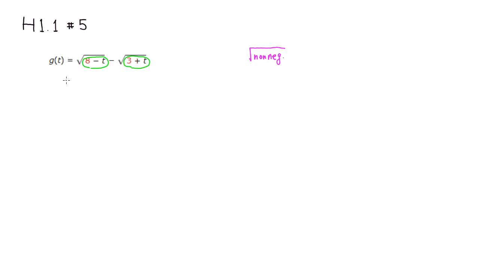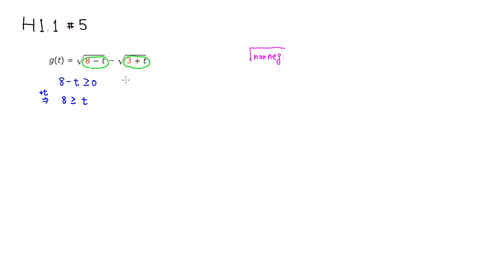So the stuff inside the first square root is 8 minus t. We want to make sure that this is non-negative, which means greater than or equal to 0. The easiest way to isolate t is to simply add t to both sides of the inequality. So you have 8 is greater than or equal to 0 plus t, which is t. So t is less than or equal to 8. That's the first condition.